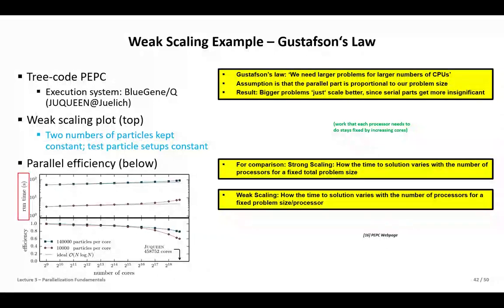And this is sort of the idea moving towards Gustafson's law, that we basically need larger problems for larger numbers of CPUs, where you need to also compute a lot, right? And this is something where weak scaling shows you where we vary the number of processors. This is of course something where we have a fixed problem size, but it is per processor. And the strong scaling I put here again for comparison. We want to see how the time to solution varies when we have a total problem size, when there's no work increase per processor when added.